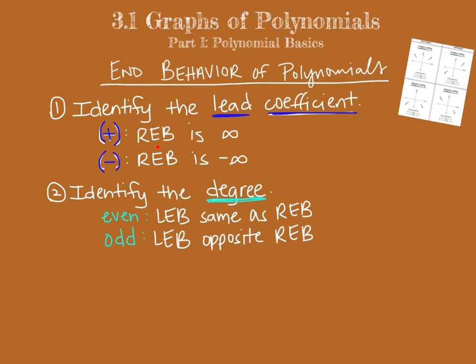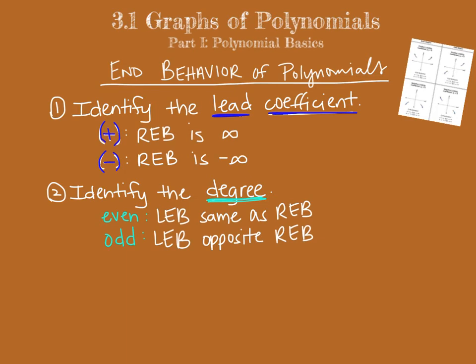Then, once you've identified the right end behavior, we identify the degree. If the degree is even, that means the left end behavior and the right end behavior are the same. If the degree is odd, that means the left end behavior is opposite the right end behavior. So if you found the right end behavior was positive infinity, the left end behavior would be negative.